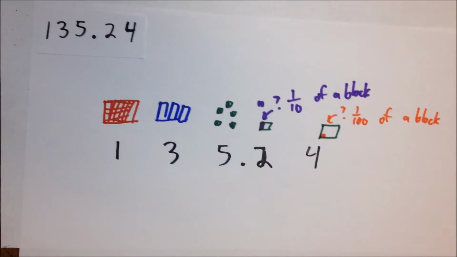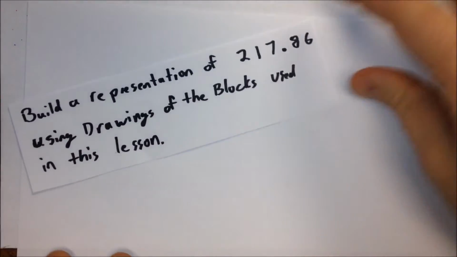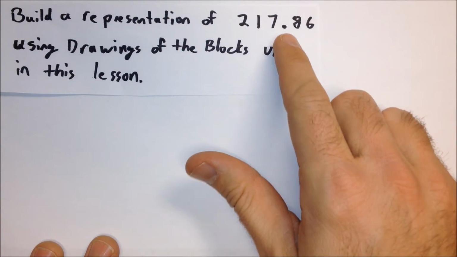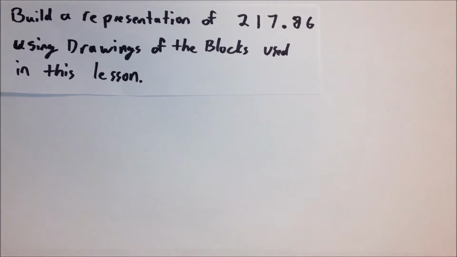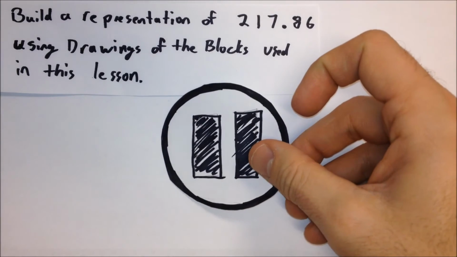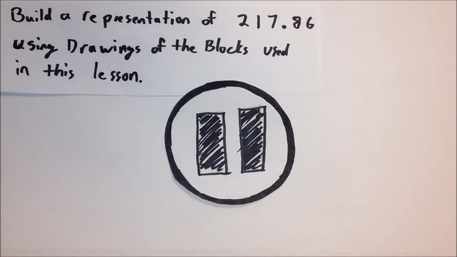Now I have a task for you. I would like you to build a representation of the number 217.86. So build a representation using these blocks, these red, blue, green, purple, and orange blocks and pieces of blocks that we've done so far. I'm going to ask you to pause your device, write down on your notes what you think the representation is, and then come back and we'll talk about what we think that answer is.